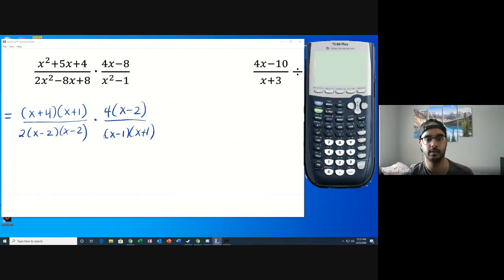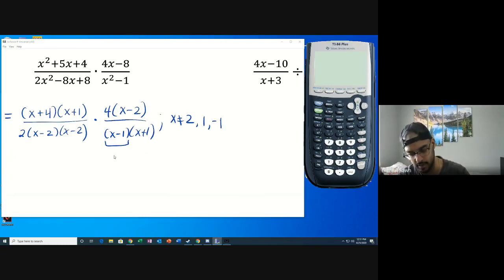Okay. So now we can go state our non-permissible values first. So look at the denominators of both fractions, figure out what values of x will zero this out. So it looks like x cannot be 2 from the first one, which also takes care of the second one. X can't be positive 1, and x can't be negative 1.